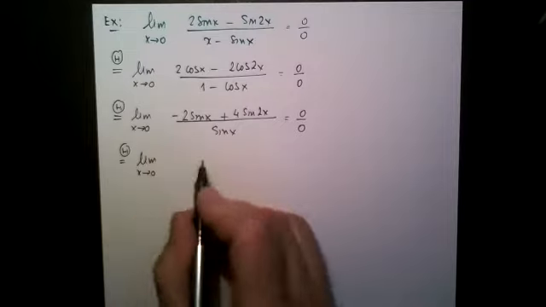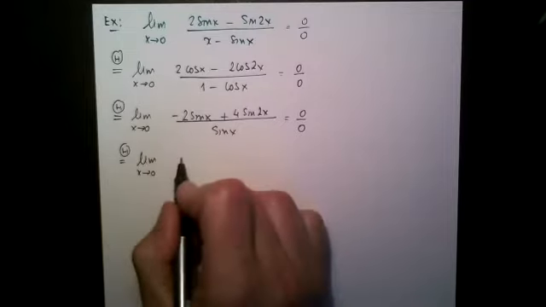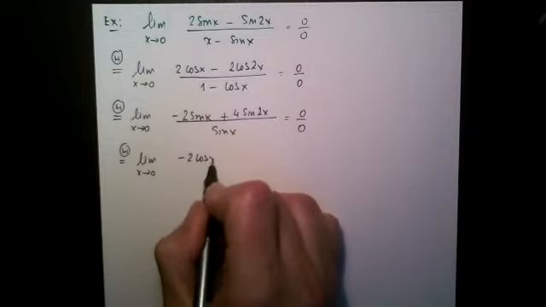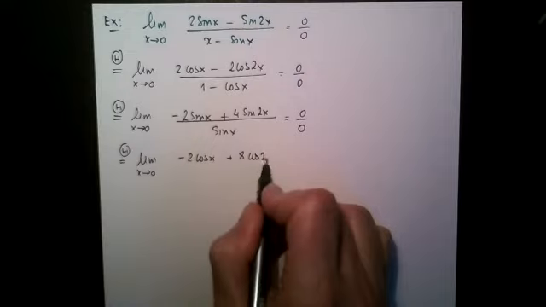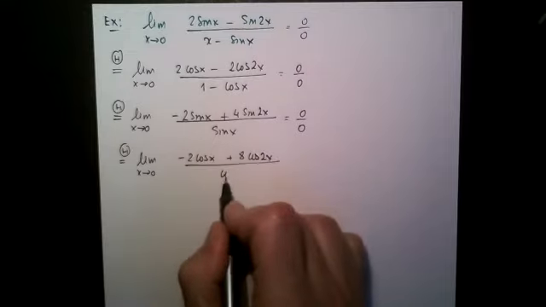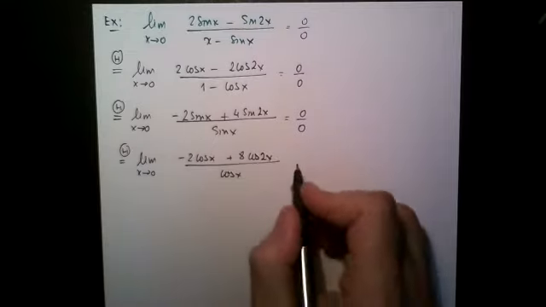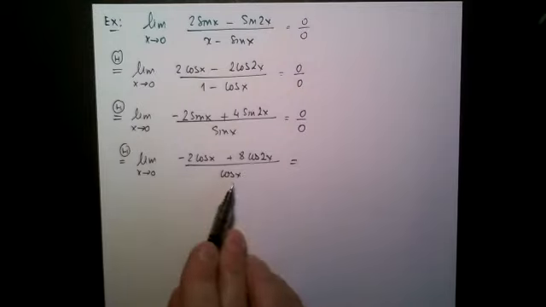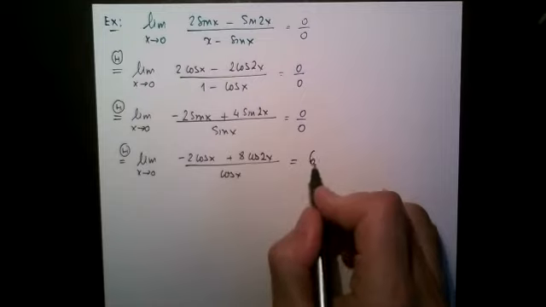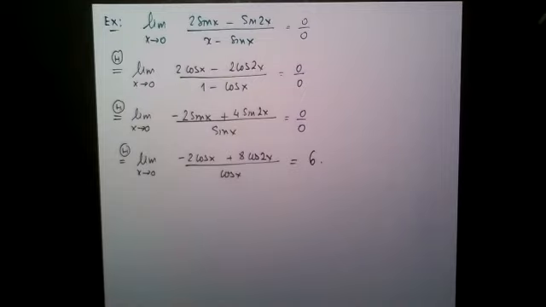Limit as x approaches 0. Derivative of the top is negative 2 cos x plus 8 cos 2x, and on the bottom, over cos x. Oh, now I'm out of the woods. Negative 2 plus 8 over 1. So I get 6. That's my answer.